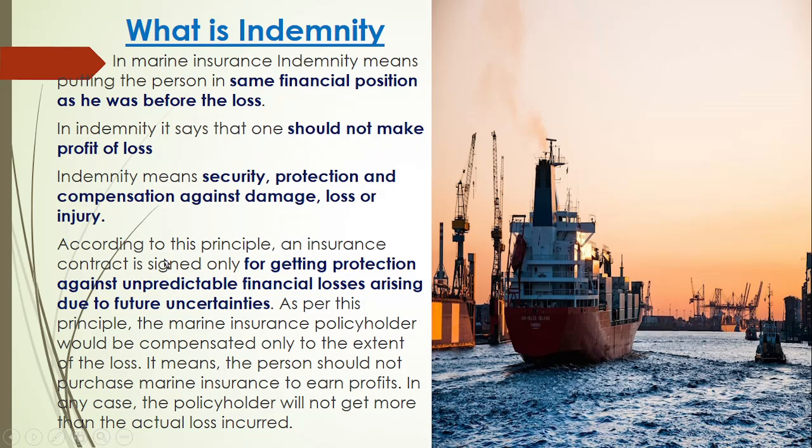Now according to this principle, an insurance contract is signed only for getting protection against unpredictable financial losses arising due to future uncertainties. So we are doing marine insurance for what? We are doing marine insurance so that we can get compensation for unpredictable financial losses arising due to future uncertainty. As per principle of marine insurance, policyholder would be compensated only to the extent of loss. It means that you will be compensated only to the extent of loss. And the person should not purchase marine insurance to earn profit.